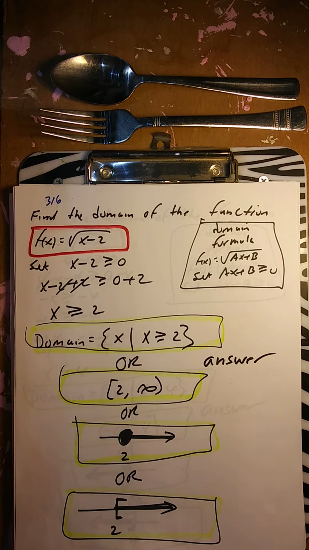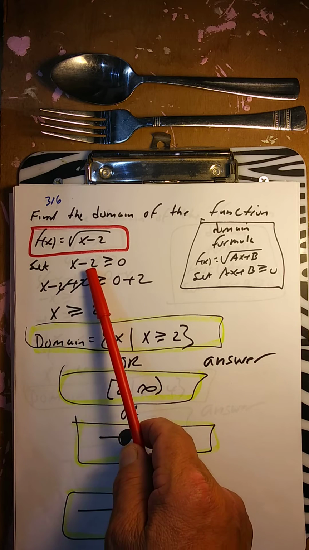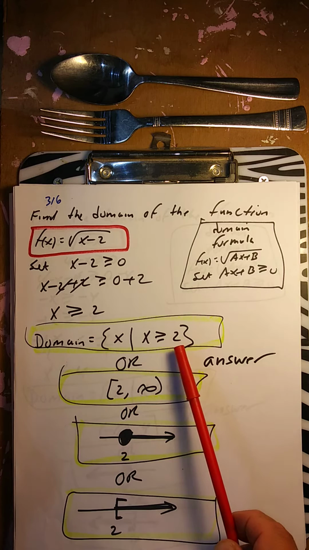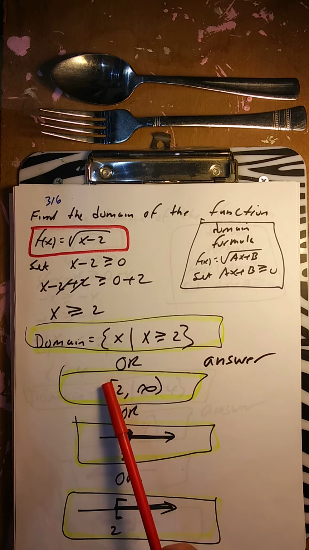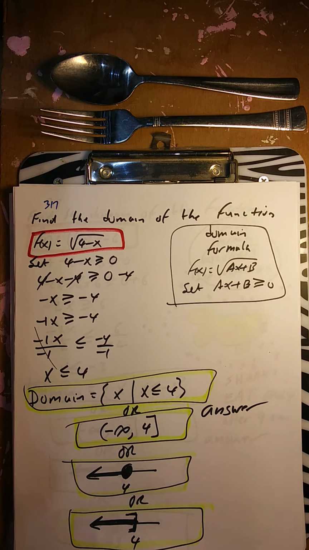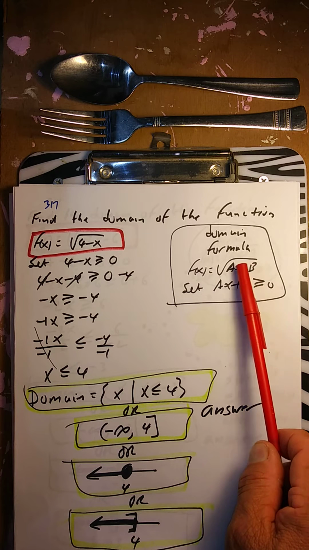Alright, find the domain of the function f of x equals square root of x minus 2. So again, this here has to be greater than or equal to 0. So set that up. So you're going to go plus 2, plus 2. So x is greater than or equal to what? Positive 2. So now, what does that mean? That means from 2 including it to infinity, starting with 2, go this way, infinity. Okay. Alright, find the domain of the function f of x equals square root of 4 minus x. Again, the domain formula says the square root of this is going to be defined only if what?